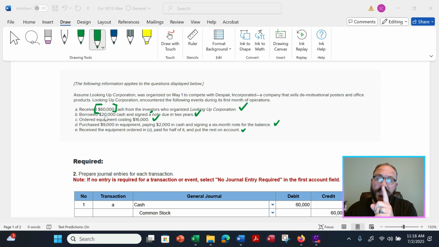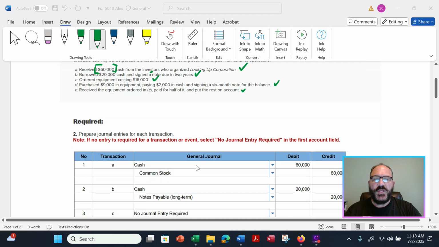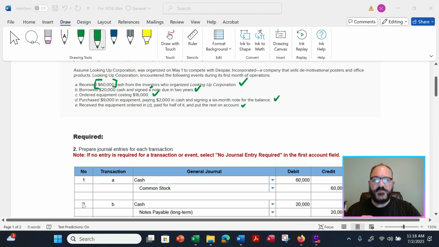So again, their cash is going to increase, but now they signed a note, so they're going to have a note payable, which is a liability. Liabilities increase on the credit side. So that journal entry would look like this. Okay, B. So anyway, those are the journal entries.